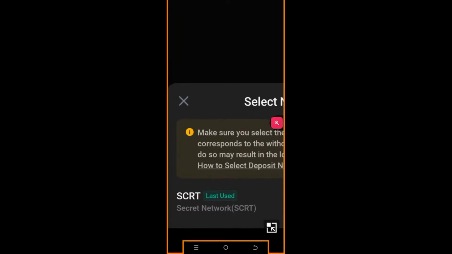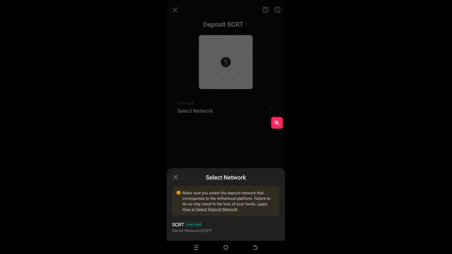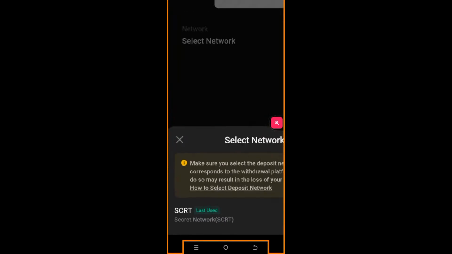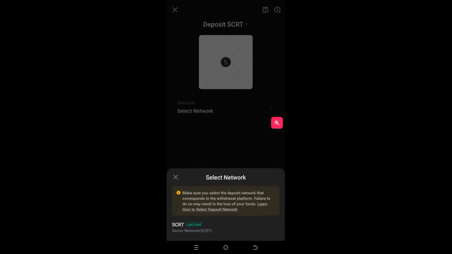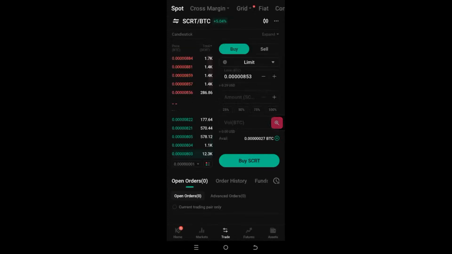Ooh, it's Secret Network. Secret Network. Interesting. That's the network, right? But let's go back to Binance. What did it say? But before we go back, let's see how much profit we were supposed to make.